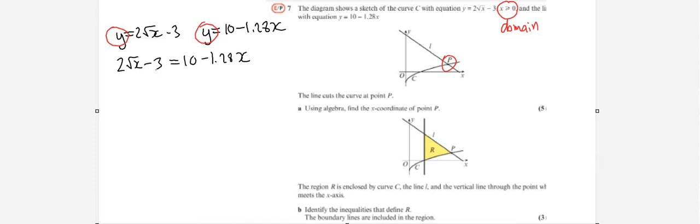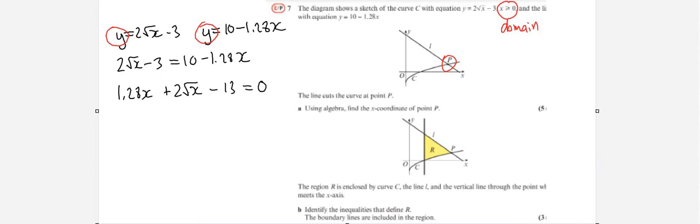So now we're trying to find x because we only have one unknown. So let's combine them together. Okay, so I'm going to add 1.28x to both sides. I've got 1.28x. I've already got 2 root x. I've got minus 3. If I take away this 10, I've got minus 13. Now on the right hand side, I've got nothing left.